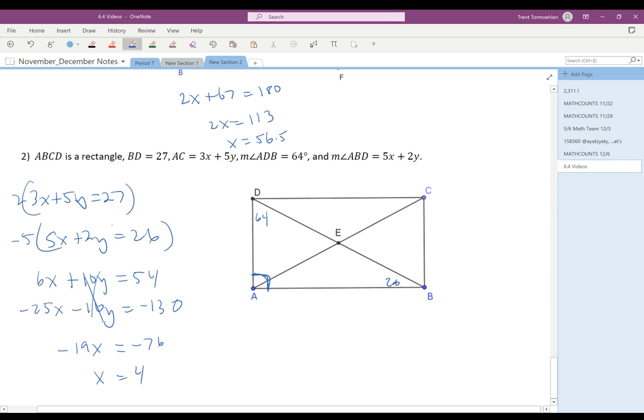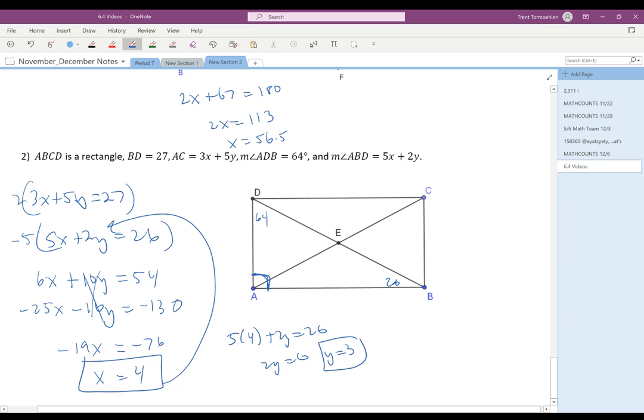And then you just go up here to find y. So that's going to give you 5 times 4 plus 2y equals 26. So 2y equals 6, so y equals 3. So for this problem, the value of x is 4, and the value of y is 3.